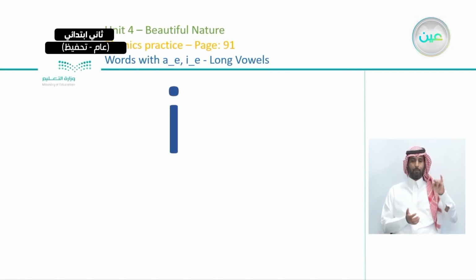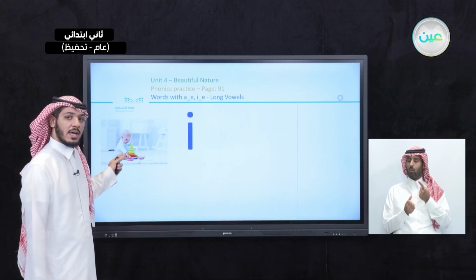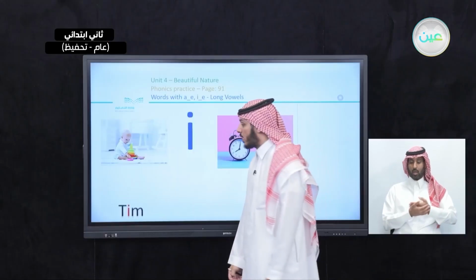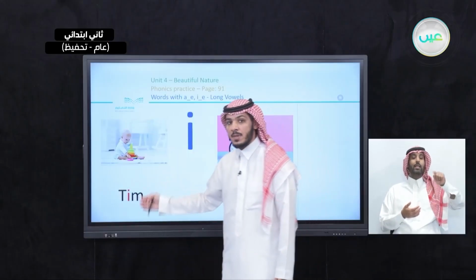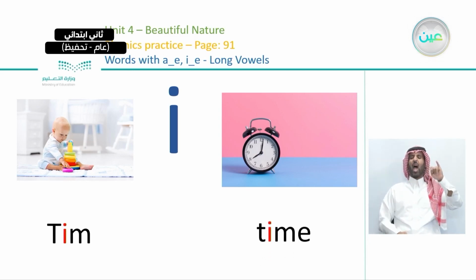We have I also. It has two sounds. So we have a baby here. And we have, yes, a clock there. Now the baby, his name is what? Tim. Tim. And the clock tells us the time. The time. So we have Tim and we have time.